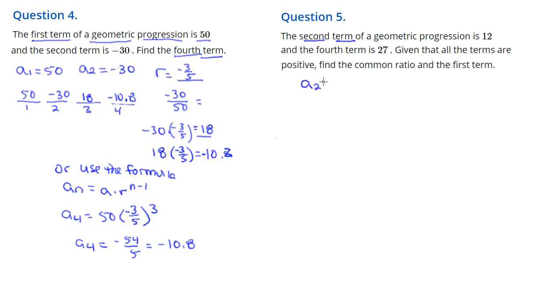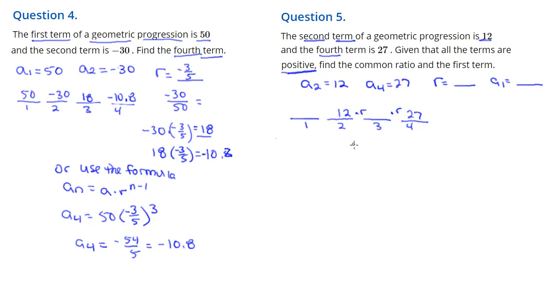Now in number 5, the second term of the geometric progression is 12. And the fourth term is 27. So this is going to be similar. They're pretty close together, so it's worth writing down and seeing what they look like. What they want us to do is find r, the common ratio, and then the first term, a1. So if we write these down, 1, 2, 3, and 4, we can fill in what we know. We know that the second term is 12 and the fourth term is 27.